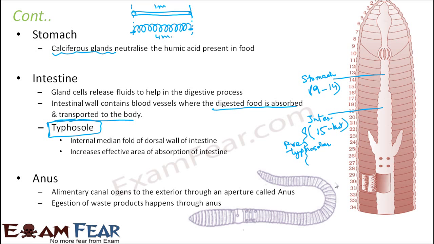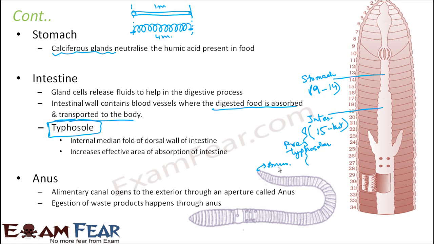Now the digested food is absorbed. But what happens to the undigested food? Because there will be some particles which the body is not able to digest. So that needs to be thrown out of the body because that is waste for body. The body does not need it. So how do we remove them from our body? Through anus. So the alimentary canal or the digestive tract, it opens to the exterior through an aperture called anus. So egestion of waste products happens through anus. So if this is your earthworm, this is the anus. So all the waste materials are excreted through anus. Right? So I hope this is clear.